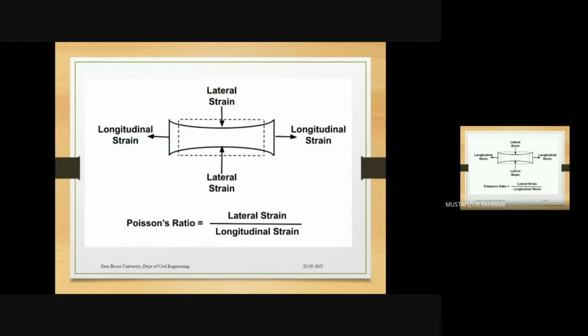When the material deforms like this, obviously the cross-sectional area will reduce. Here the dimension will reduce. So that is what we are talking about. There will be a strain in this lateral direction, and there is a strain in the longitudinal direction. Now lateral strain divided by longitudinal strain is Poisson's ratio, and this is a very important property of the material. So concrete will have some Poisson's ratio, steel will have some Poisson's ratio. Those we will see.